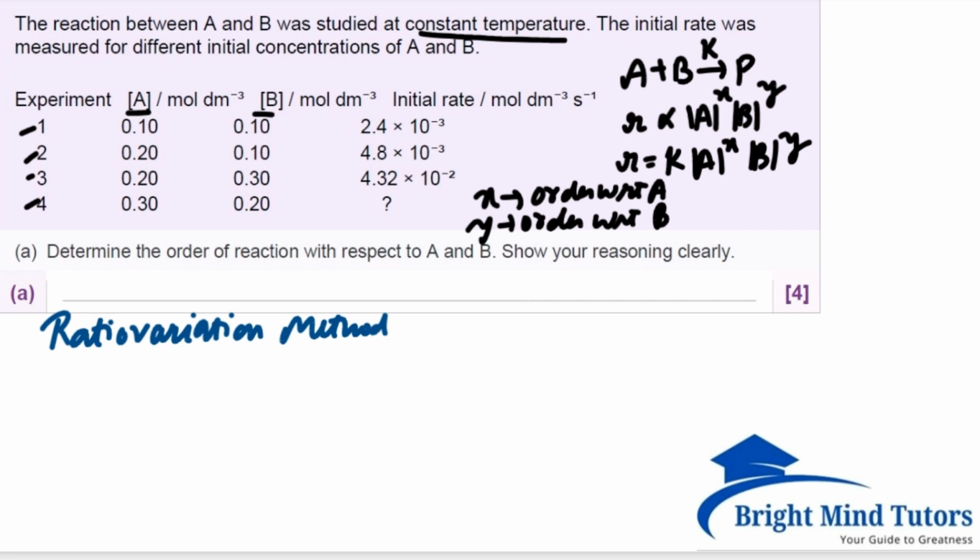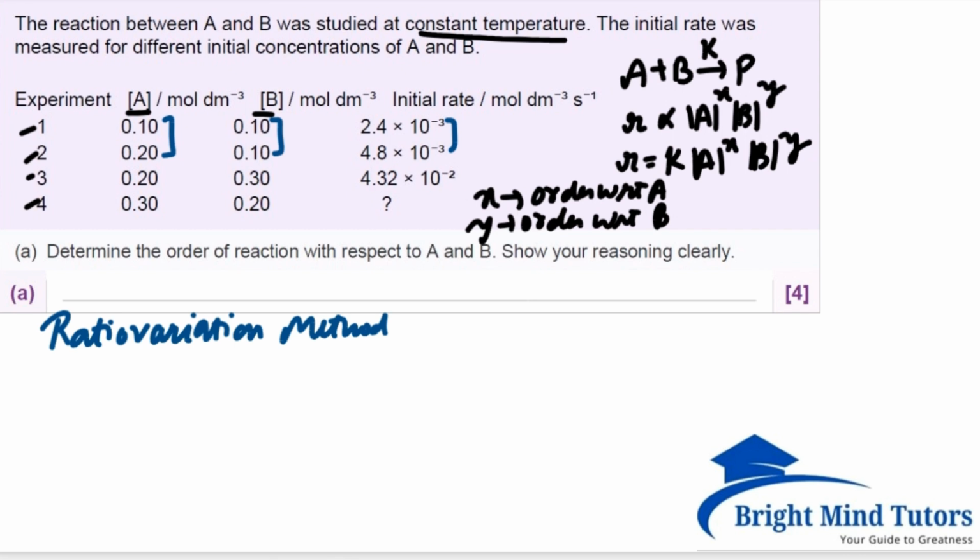suppose for A I have to find the X value. What you do is you keep the concentration of B constant. So we will be choosing the experimental data in such a way that B's concentration is kept constant and A's concentration is varied. You can see in the first two experiments, B's concentration has been shown as 0.1 and 0.1 only. That means it is kept fixed, and A's concentration is varied, right? And correspondingly, the initial rate values also vary with the change in the concentration of A.